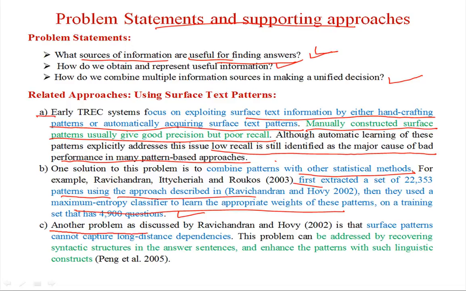Another problem, as discussed by Ravichandran and Hovy, is that surface patterns cannot capture long distance dependencies. The problem can be addressed by recovering statistical structure in answer sentences and enhancing the patterns with linguistic constructs. So what he did was add linguistic constructs and linguistic rules to the identified patterns, meaning the order of those patterns, the position of noun, verb, etc. in those patterns in generating the answers.